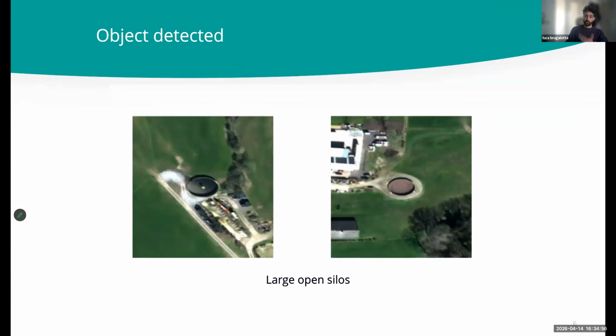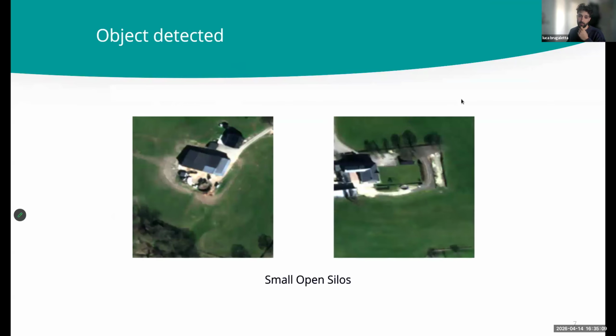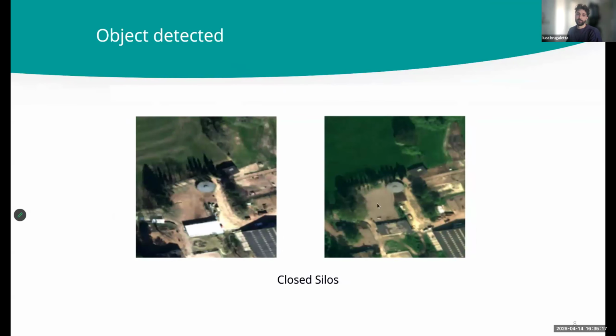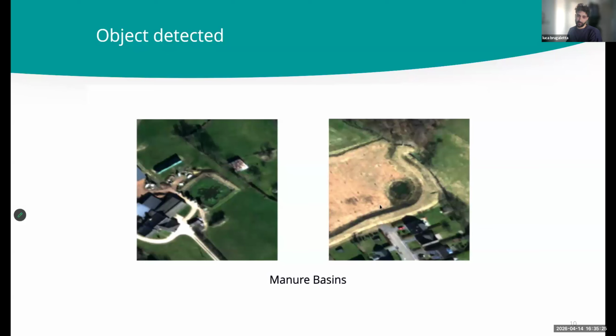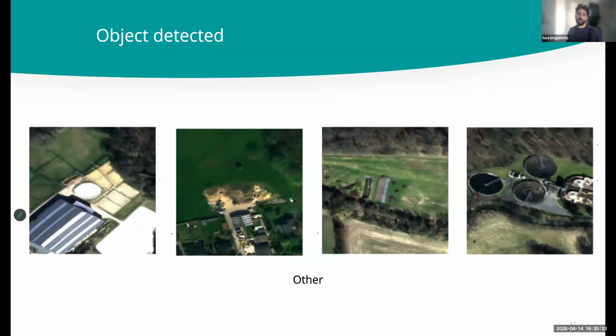Some of the objects detected, or that have been manually labeled, are, for example, large open silos, which can be seen in those two pictures. Small open silos, which are quite small and particular, should be these. Then there are closed silos. There are manure bags, which is this one. And there are manure basins, which look like pools, but they have some green on top. And then there are other cases which are mostly false positives, for example training areas for horses, or just food for animals, or just cleaning establishments. And all of these are categorized as other.